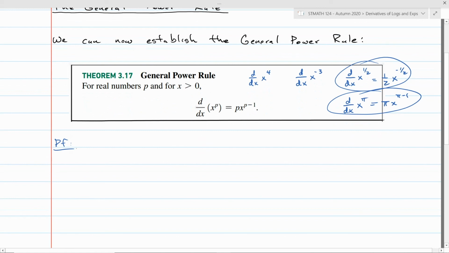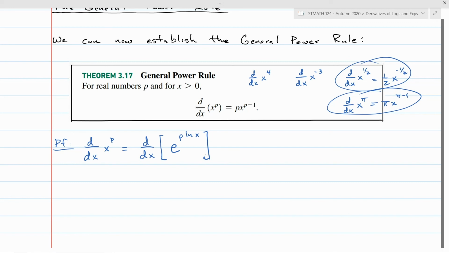The trick is, in differentiating x to the p, we're going to do a change of base. I want to change it to a base that I know something about. So I'm going to change it to the base e. So I can write the derivative of x to the p as being the same as taking the derivative of e to the p natural log of x. So that's the change of base formula applied to x to the p.